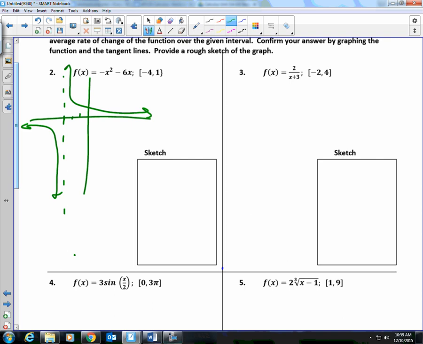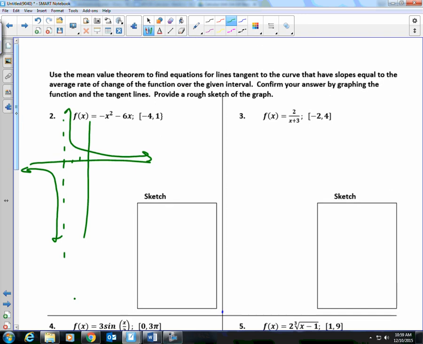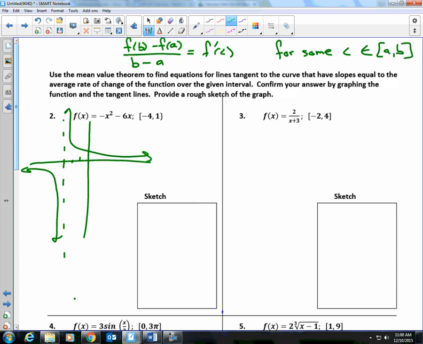We have a rational function. First, we need to identify f of b and f of a. What is f of b? Those who were gone yesterday, actually everybody, why don't we make sure we write this down on top? This is what we're doing right now. We're basically solving this equation. Mean value theorem says that f of b minus f of a over b minus a is equal to f prime of c for some c that exists in the interval ab. Correct?